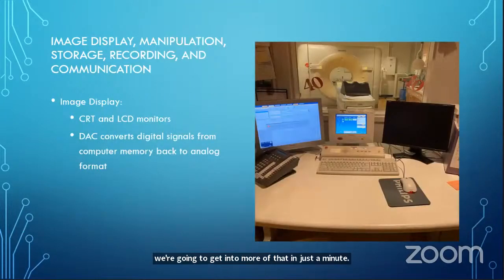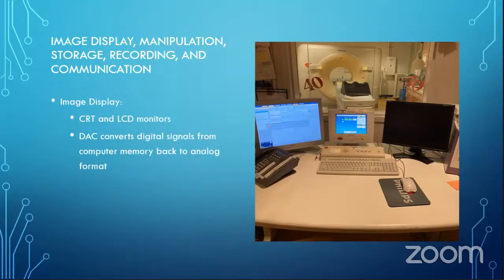So with image display, we use either a cathode ray tube or an LCD monitor. The digital to analog converter converts the digital signals from the computer memory back to analog format so that we can display them on the screen.